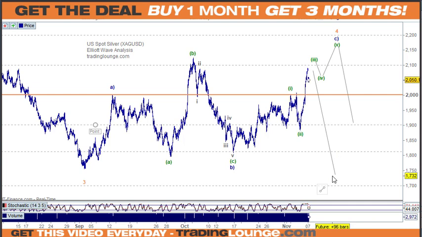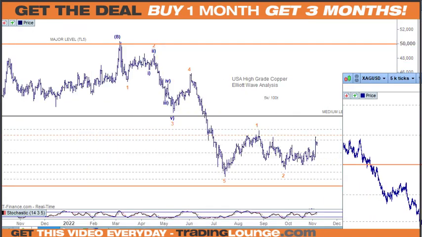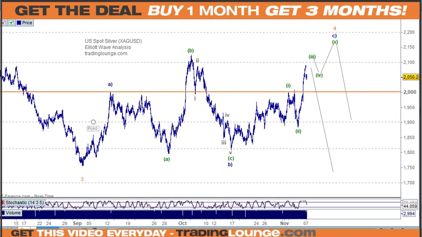So I don't think we should be racing in on the long side just yet for any of these. We'd want this as a tested support, this level here at least, but that just doesn't look like some sort of impulse wave to the upside. So just need to be very careful about how we move forward on that.